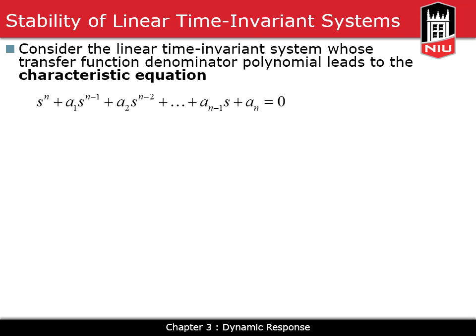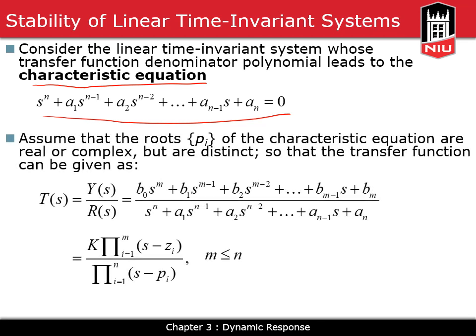We have a closed loop transfer function. We need to set the denominator of that transfer function equal to 0 and solve it to find the poles. We said the poles will determine whether the system is stable or not. So the denominator of the closed loop transfer function is very important. That's why we're going to give it a name. When we set that equal to 0, we will call that the characteristic equation. So let's say our characteristic equation is an nth order equation in this form.